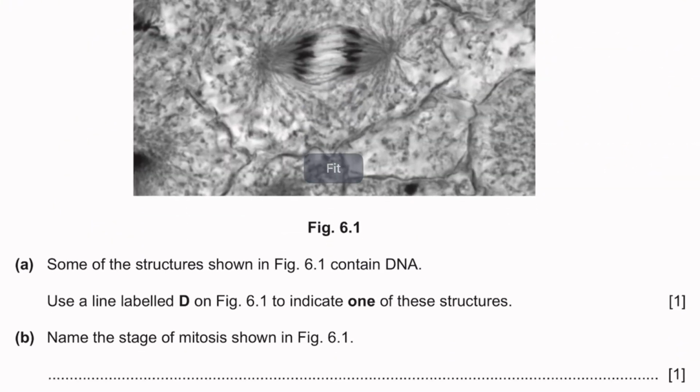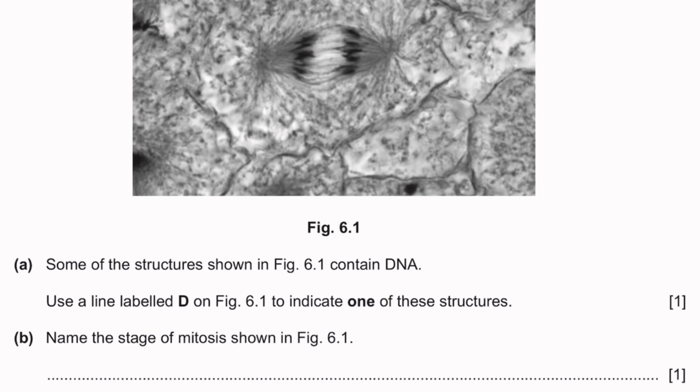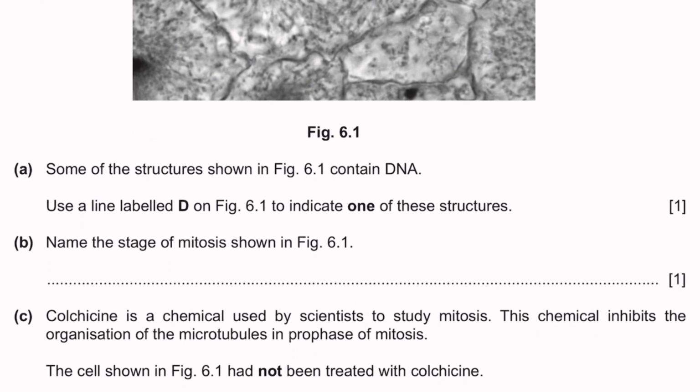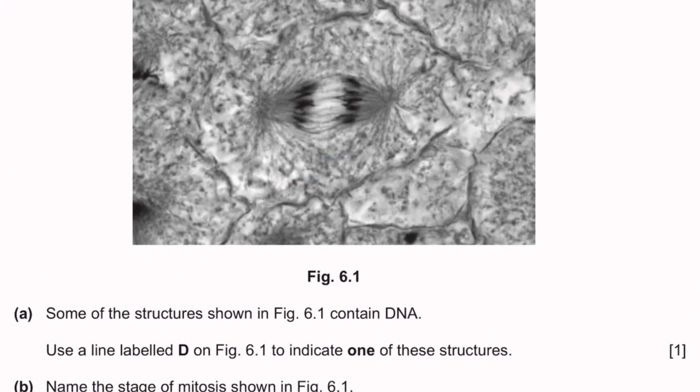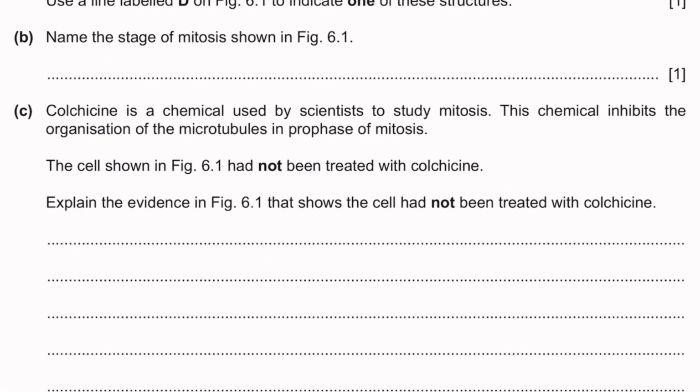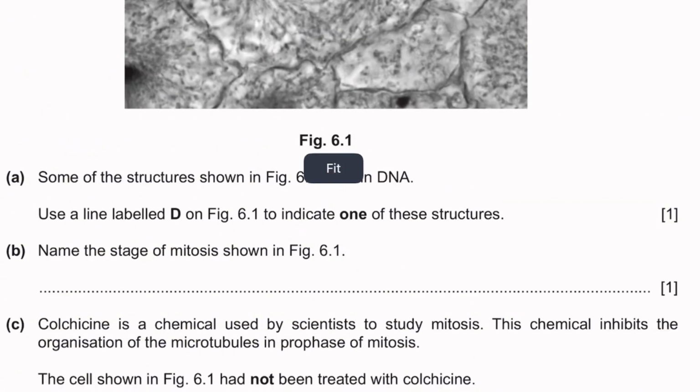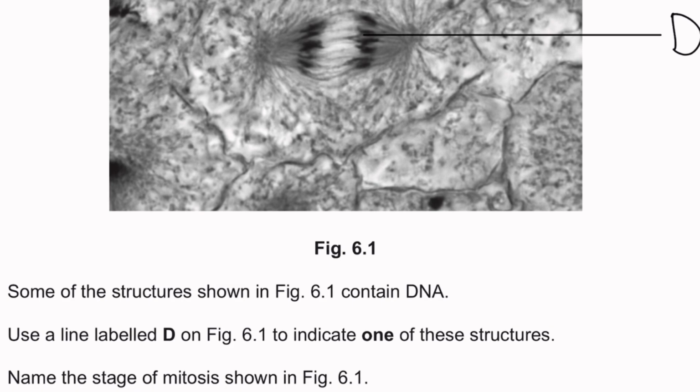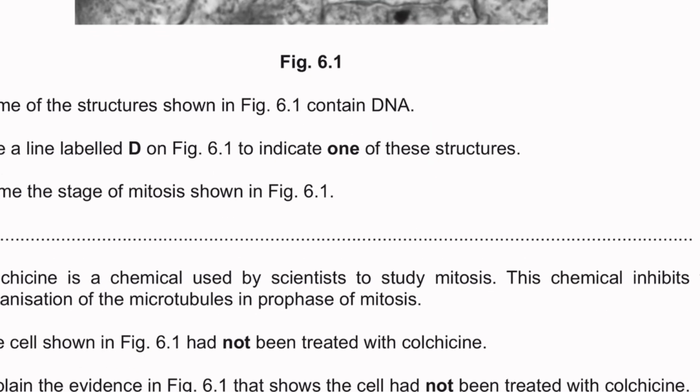Figure 6.1 shows a plant cell in a stage of mitosis. Some of the structures shown in figure 6.1 contain DNA, and use a line labeled D to indicate one of these structures. So obviously we need to label the chromosomes, which are the darkest points right here. So we can just point a line, make sure the line is straight using a ruler, and then write D. Okay, name the stage of mitosis shown. Since the chromosomes are separated and moving to opposite poles, this is definitely anaphase.